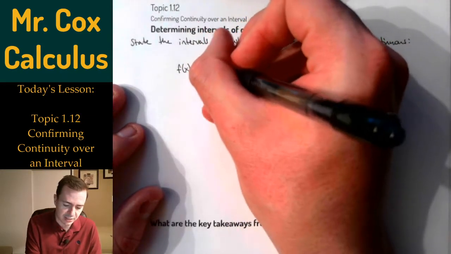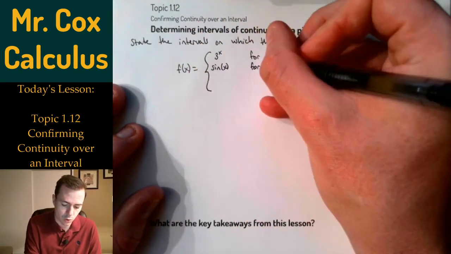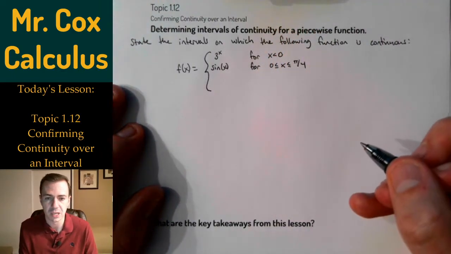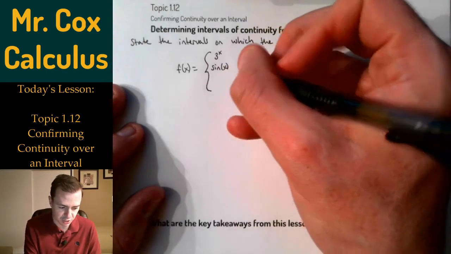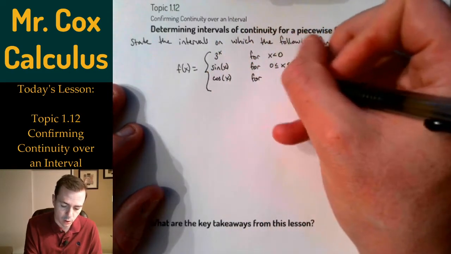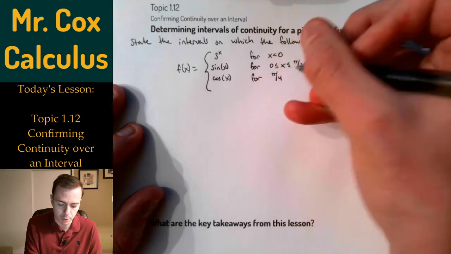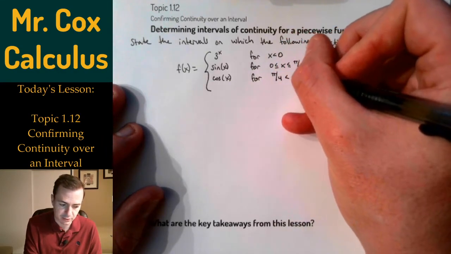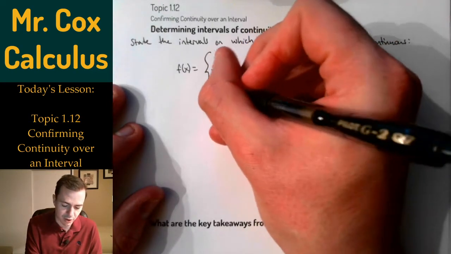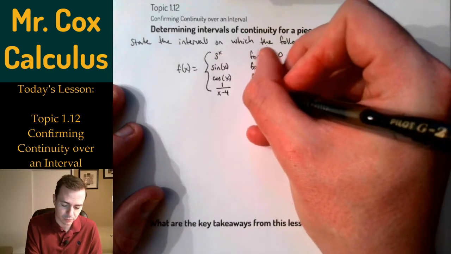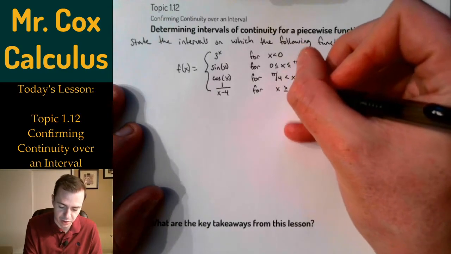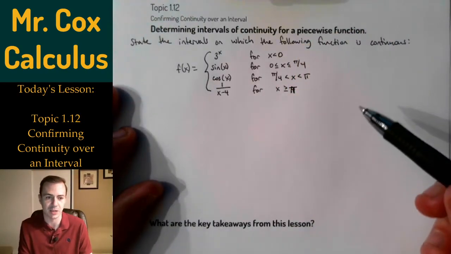Then let's define it as sine of x for 0 less than or equal to x less than or equal to pi over 4. And then at pi over 4, let's change it to cosine of x, for pi over 4 less than x less than pi. And then for x greater than or equal to pi, it will look like the function 1 over x minus 4. So there's our piecewise function.